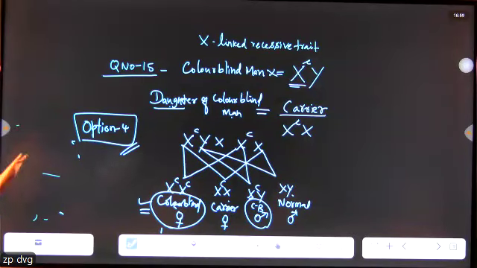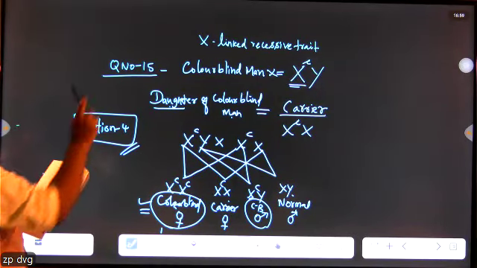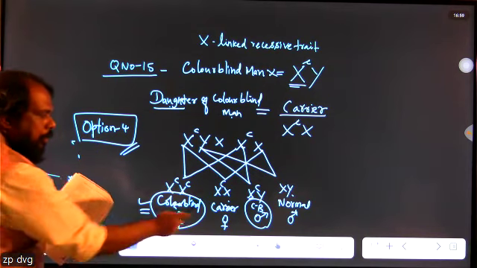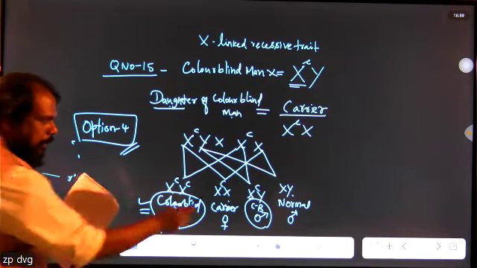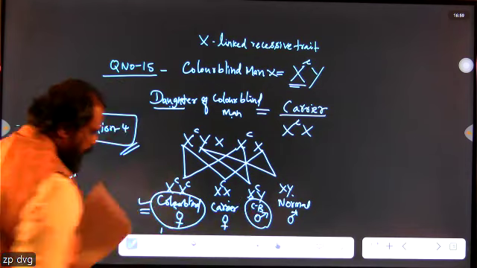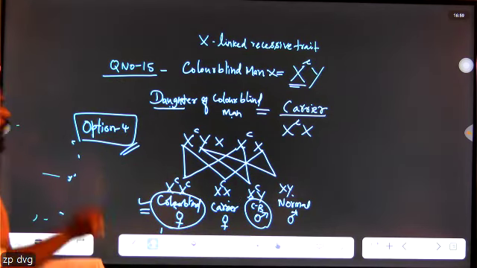Clear? Any doubt on question number 15? So for question number 15, the correct option is option 4. Half of the daughters are colorblind and half of their sons are colorblind. So let's go to the next question.